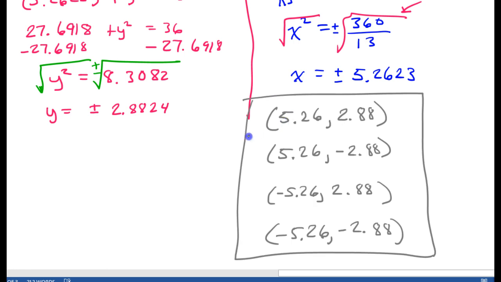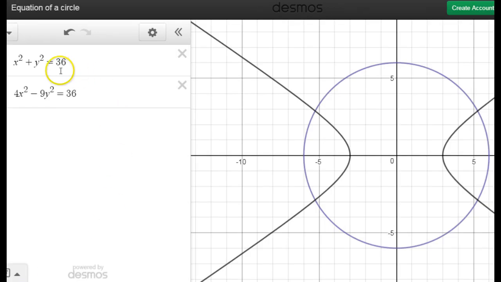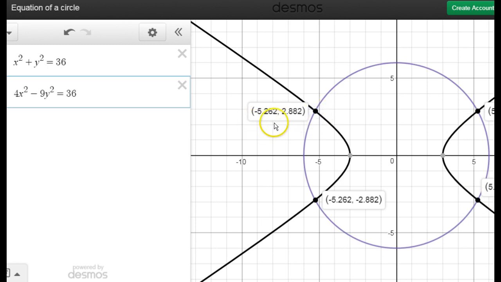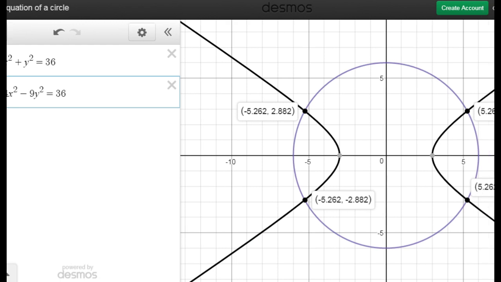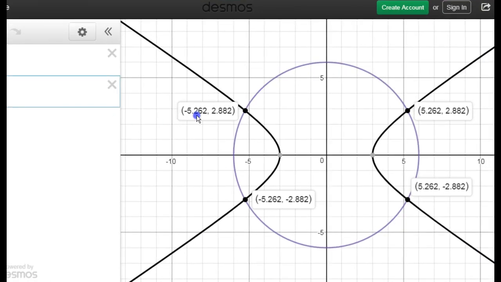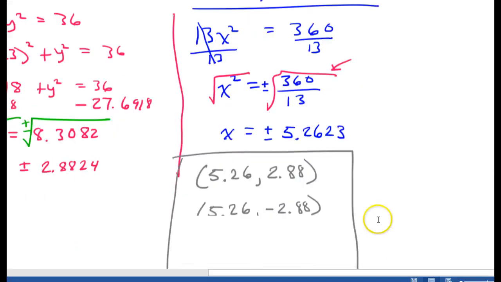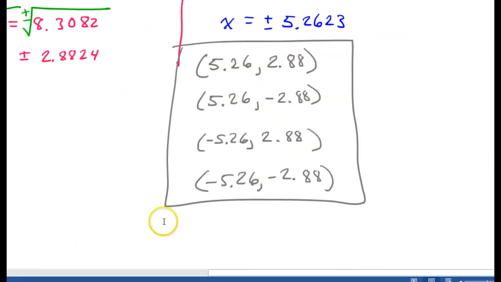Let's go ahead and put this into Desmos.com and see how we did. What we have here is a circle and a hyperbola. And as you can see, the circle and the hyperbola have these intersection points. Check it out. Let me slide this over a little bit more. We have negative 5.26, comma, 2.88, positive 5.26, comma, 2.88, and the exact same values that we have right here. So we're geniuses.